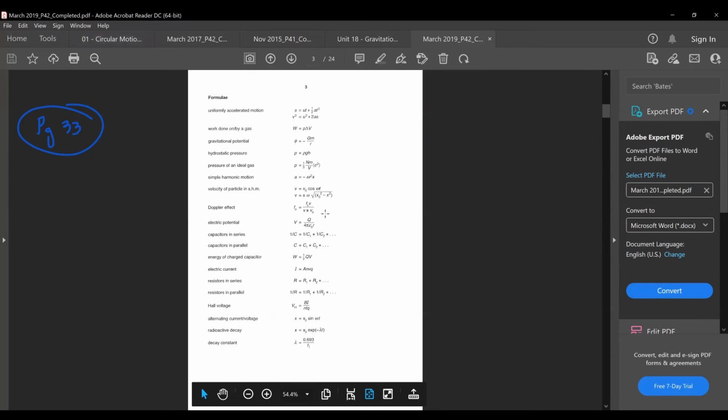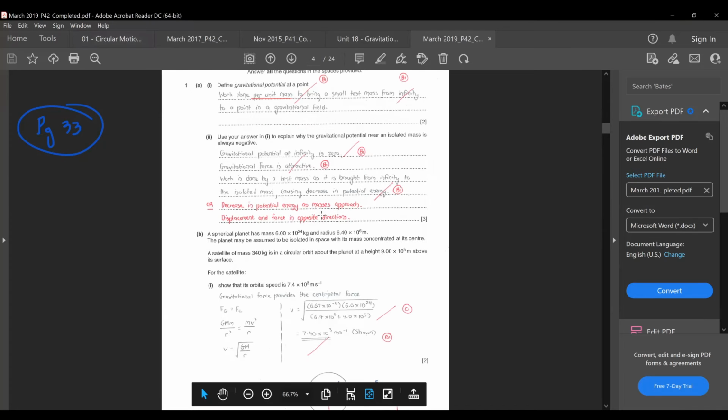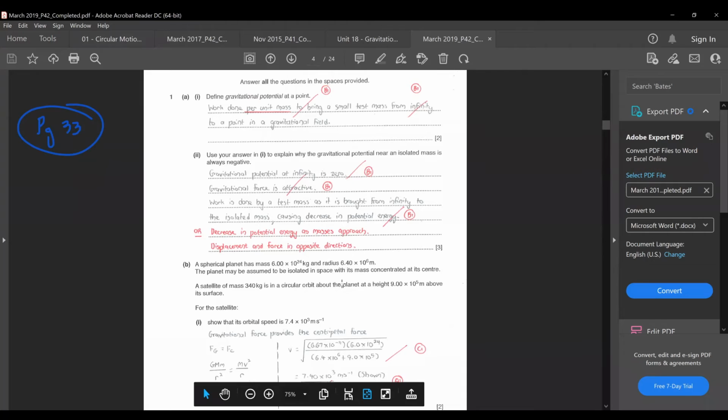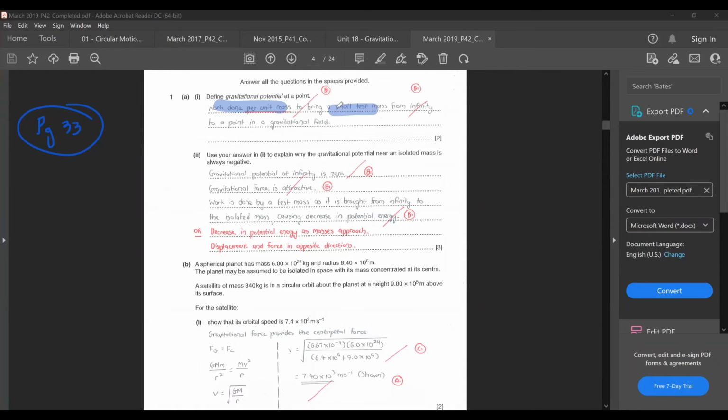Define gravitational potential. I think this one we can skip. It's something that we just did before. So work done per unit mass to bring a small test mass from infinity to a point in a gravitational field. So this is a definition from your notes.